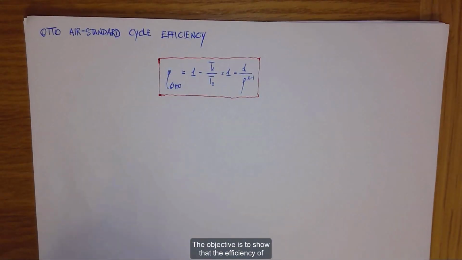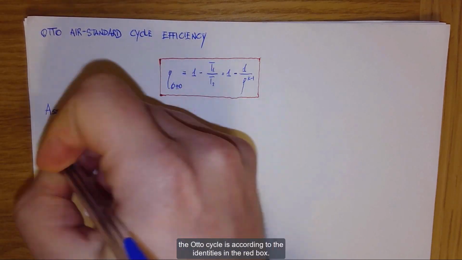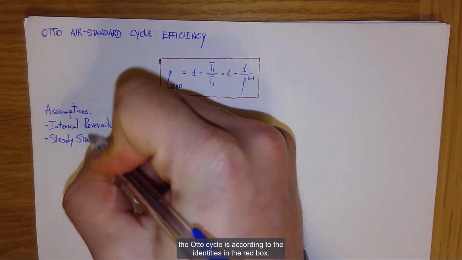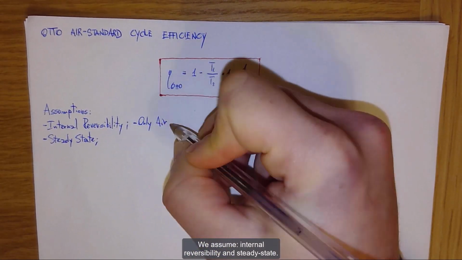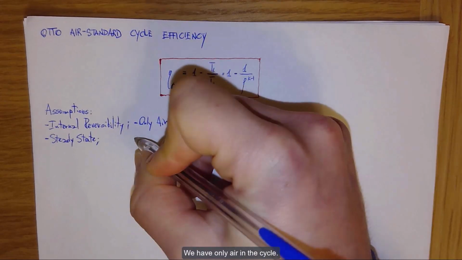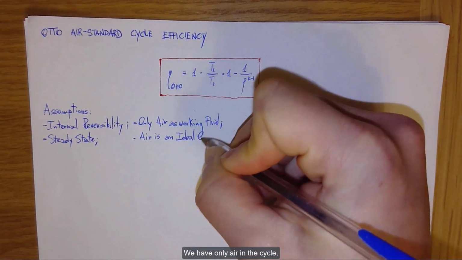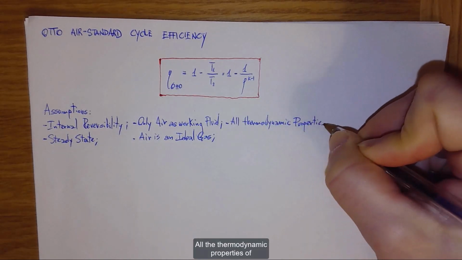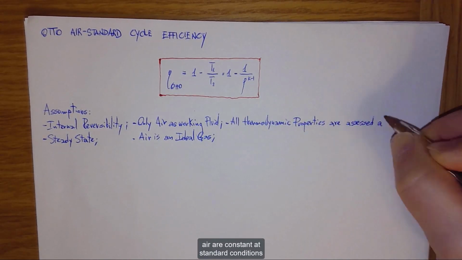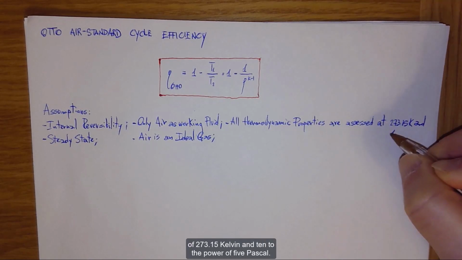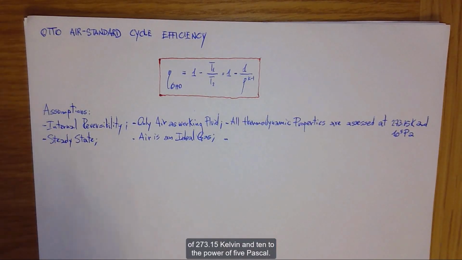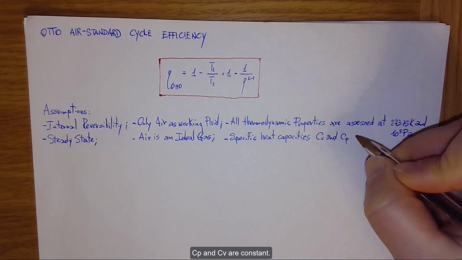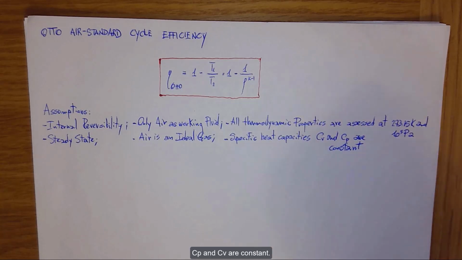The objective is to show that the efficiency of the Otto cycle is according to the identities in the red box. We assume internal reversibility and steady state. We have only air in the cycle. Air is an ideal gas. All the thermodynamic properties of air are constant at the standard conditions of 273.15 Kelvin and 10 to the power of 5 Pascal. Cp and Cv are constant.